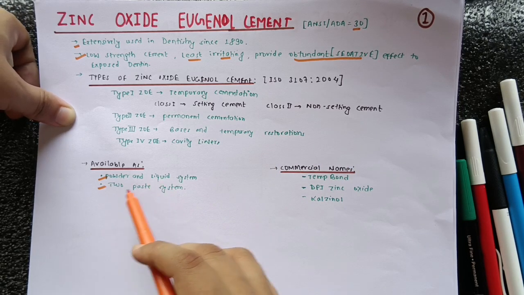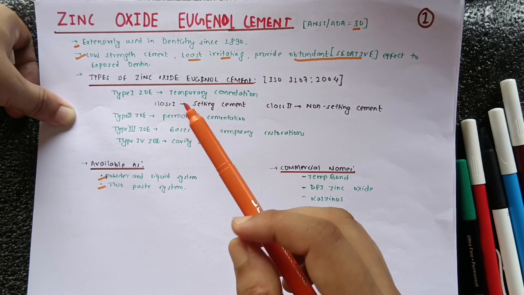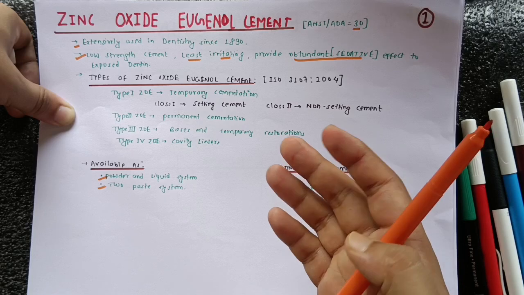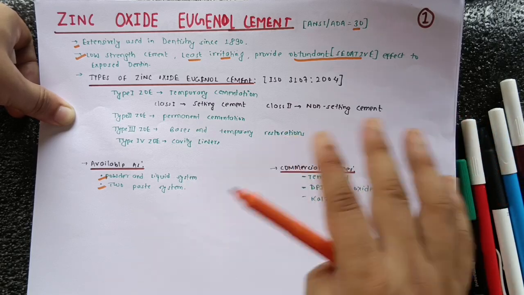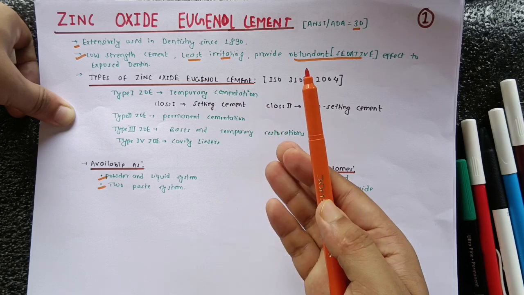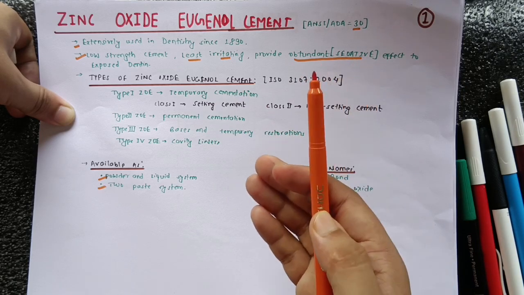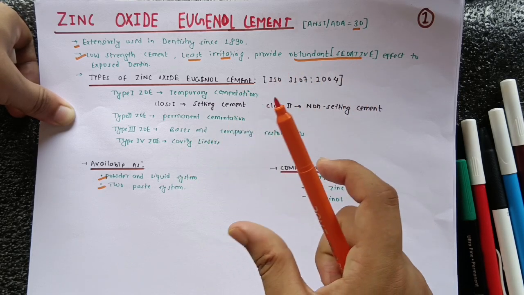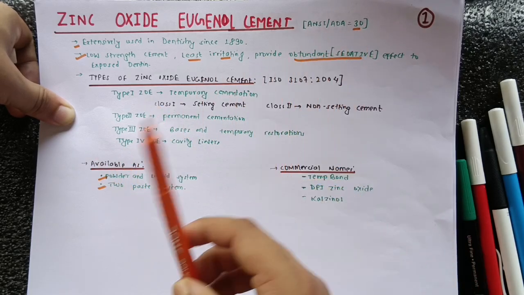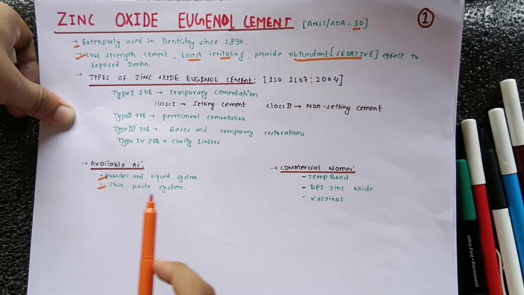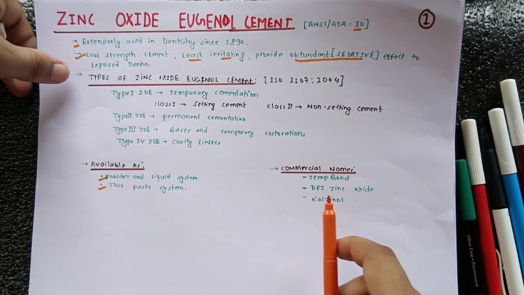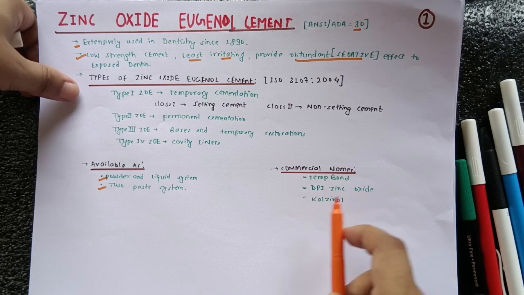I missed telling you that zinc oxide eugenol cement is similar to zinc oxide eugenol impression paste in many aspects, so just relate both. We will discuss that in detail in the impression chapter, but for now, in the zinc oxide eugenol paste too, there was a two paste system. Commercial names for zinc oxide eugenol cement are Temp Bond, DPI zinc oxide, and Calzinol.